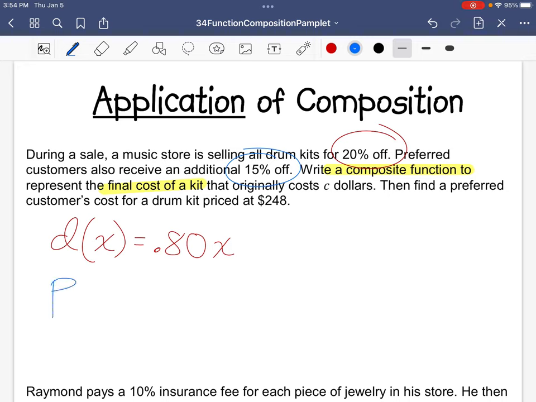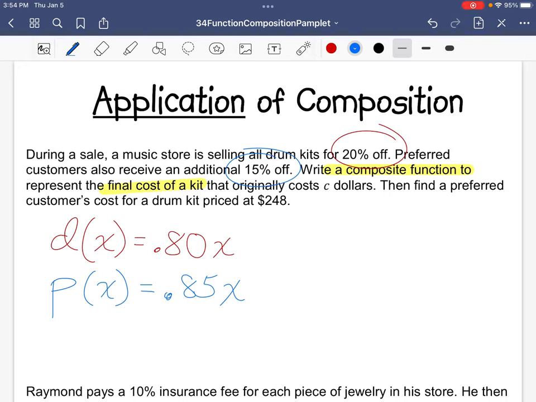How about the 15% off? Let's call that P for preferred. The preferred equation. Now, if I'm going to get 15% off, that means I'm going to pay 85% of the original cost. Hold on, if you were trying to figure out the final answer already, notice I'm doing the individual answers.